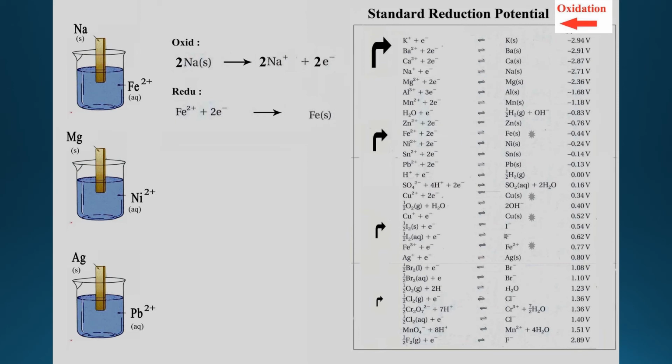Let's do another example. Mg and Ni. Highlight. According to the flow, it flows from top to bottom. Oxidation, reduction. Mg oxidizes. Reduction, Ni.